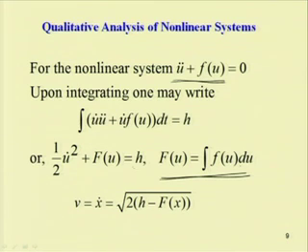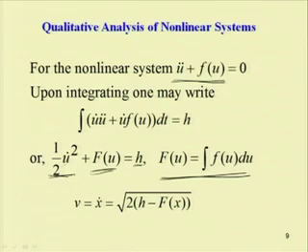So, from this equation one can see that this term corresponds to the kinetic energy of the system and this term corresponds to the potential energy of the system. So, kinetic energy plus potential energy of the system is constant, that is equal to h. So, for a given value of h, that is the total energy of the system, if one knows this potential function or potential energy of the system, one can find the velocity of the system.